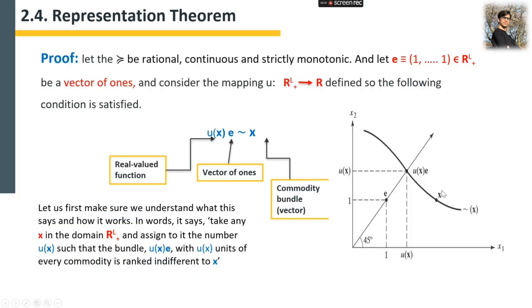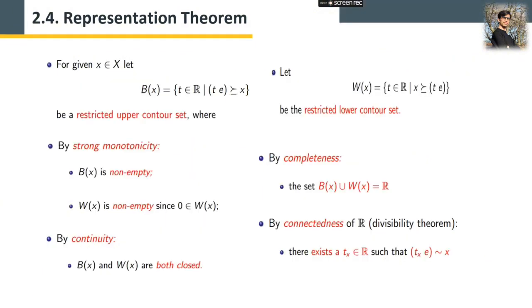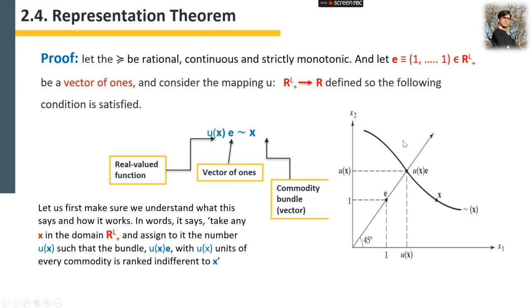Now let's talk again using this graph. When we think about the upper contour set, this is the upper contour set: the values above this indifference curve, or the curve of x. This is the upper contour set, which is at least as good as x, and we also have the restricted lower contour set here, where x is at least as good as those points. Also, by strong monotonicity, B(x), the upper contour set, is non-empty. Why? Because by strong monotonicity, more is better than less. It means anything in this upper contour set is non-empty and better than the x bundle. This is what strong monotonicity says.